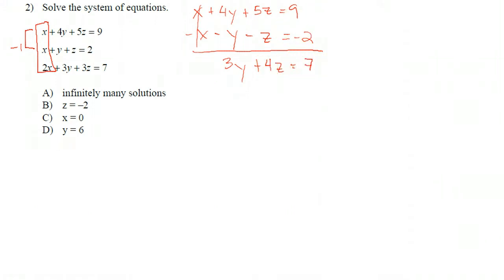And here I have a 7. Now we'll eliminate the x's from here also. And I could do that by multiplying this middle one by -2. So I end up with -2x minus 2y minus 2z is equal to -4. And I'll just copy this one.